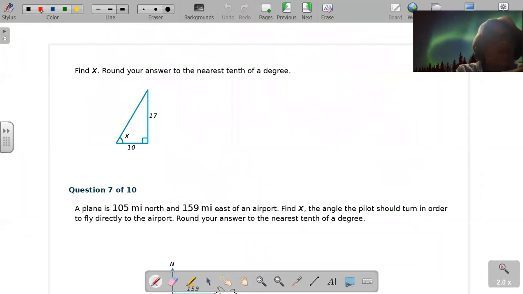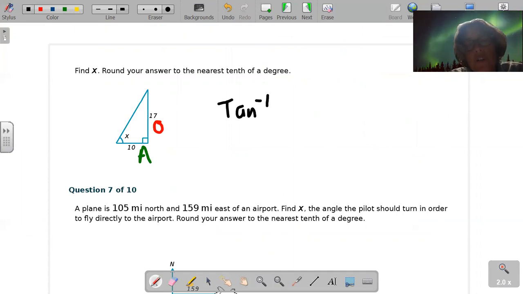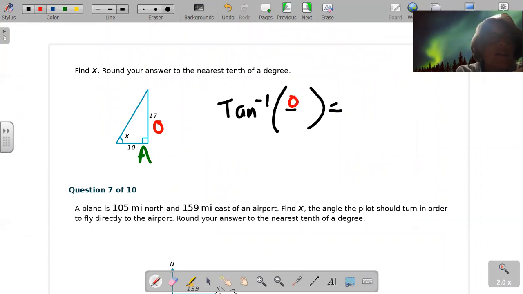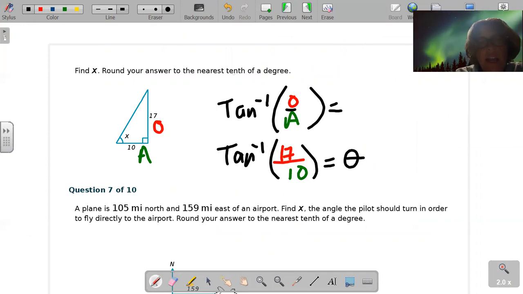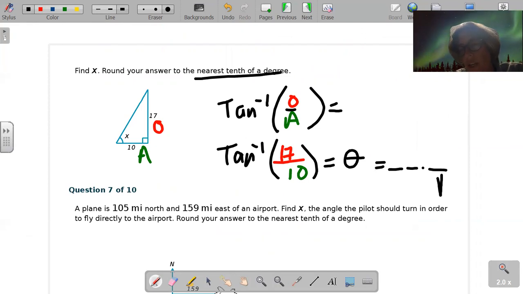This one, we have the opposite and the adjacent. We want the angle, so this would be inverse tan, opposite over adjacent, gives us angle theta. Inverse tan, opposite here would be 17 over adjacent 10 would give you the angle theta, and it wants you to round to the 10th degree, which would be this first decimal place.